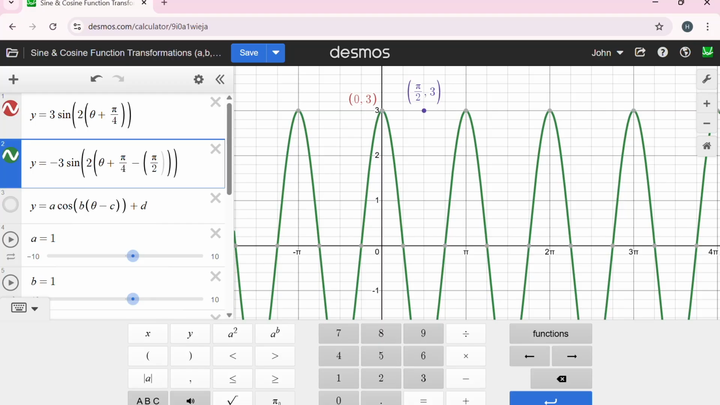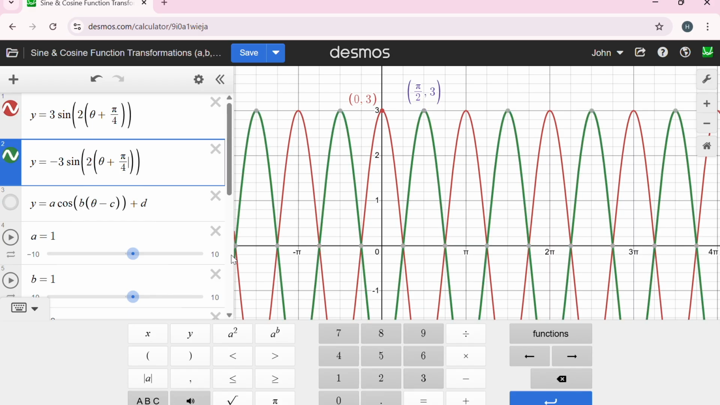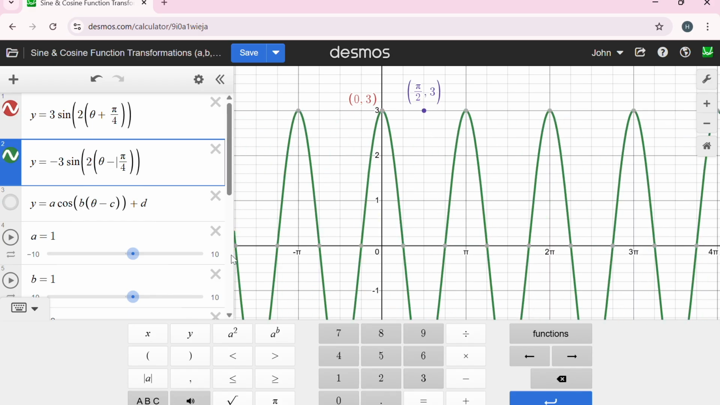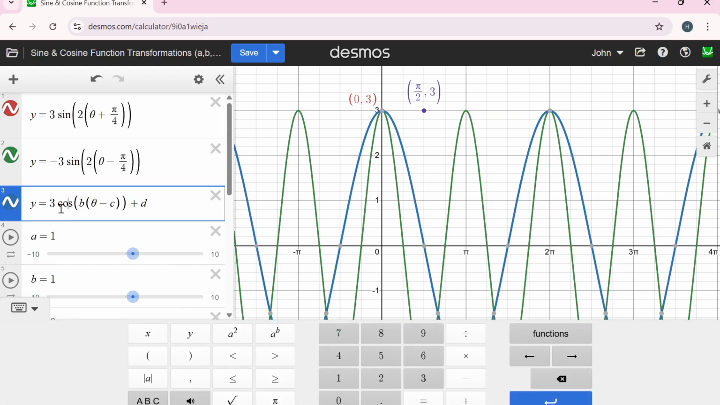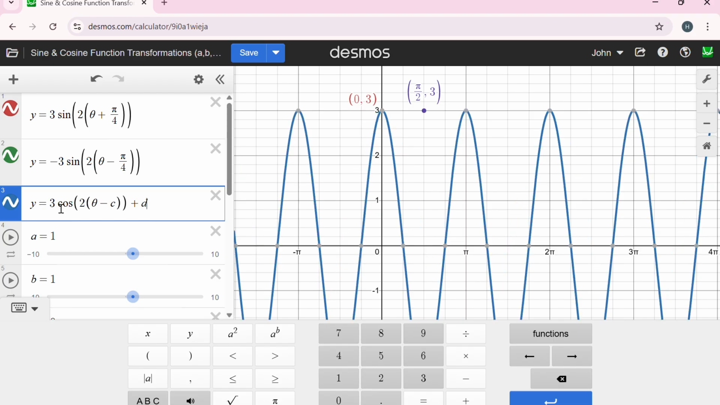When we evaluate this, folks, pi over 4 minus pi over 2 is just minus pi over 4. So let's fix that. Minus pi over 4, and then the two graphs match. Okay? The other way to think about it is with a cosine value. So I'll leave these two on. When I hit the cosine value here, let's match everything. We know it's just a phase shift, so 3 is the a value, 2 is the b value, the d value is 0.